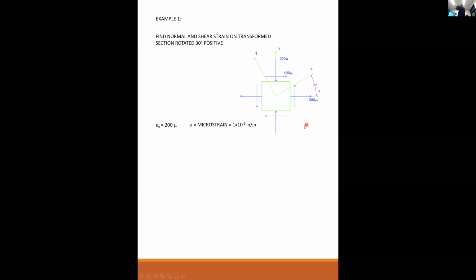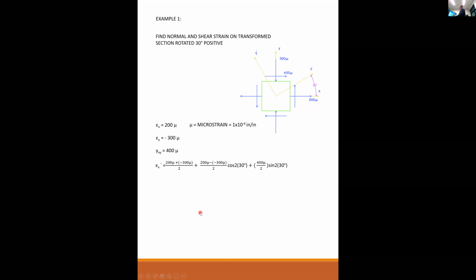You'll see that in the problem, so I put it here just so that you wouldn't be surprised by it. It's in some ways a more handy way instead of writing out a whole bunch of zeros all the time. So epsilon x is equal to 200 mu. That is positive, so it is in tension. It's trying to elongate. Epsilon y is minus 300 mu, so that is in compression. And gamma xy is 400 mu, so that's positive shear strain.